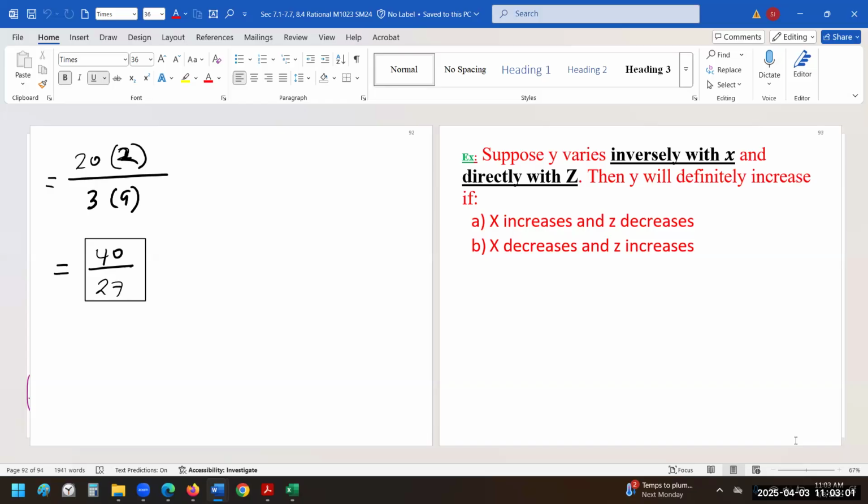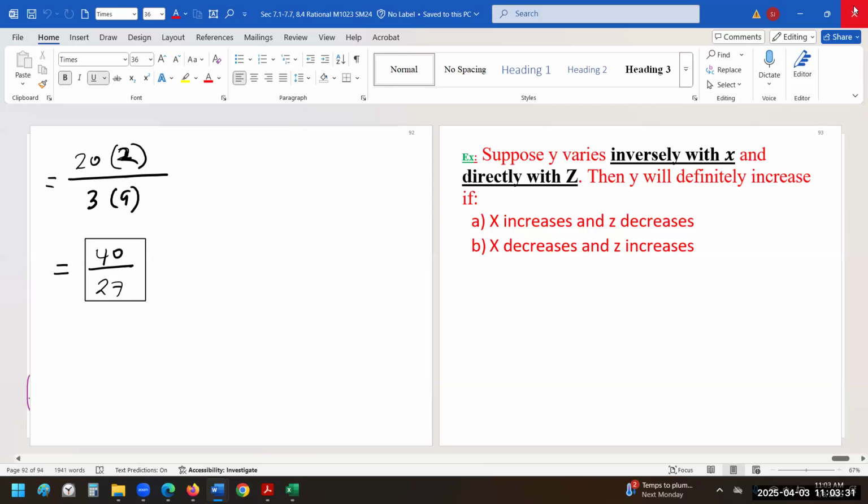Now, this is one of the final exam questions where you don't need any math. You just need logic to figure this out. It says, suppose y varies inversely with x and directly with z. Then, if you want your y to increase, which of these two scenarios must be true?